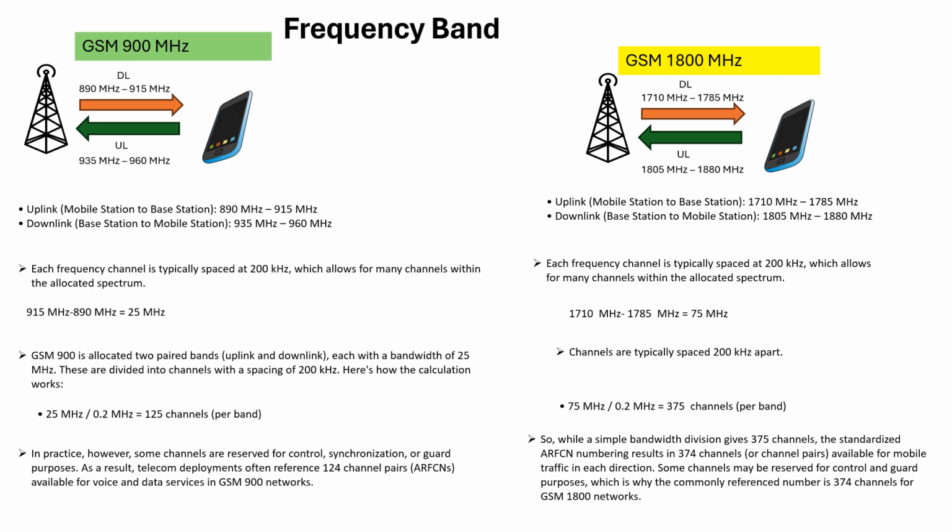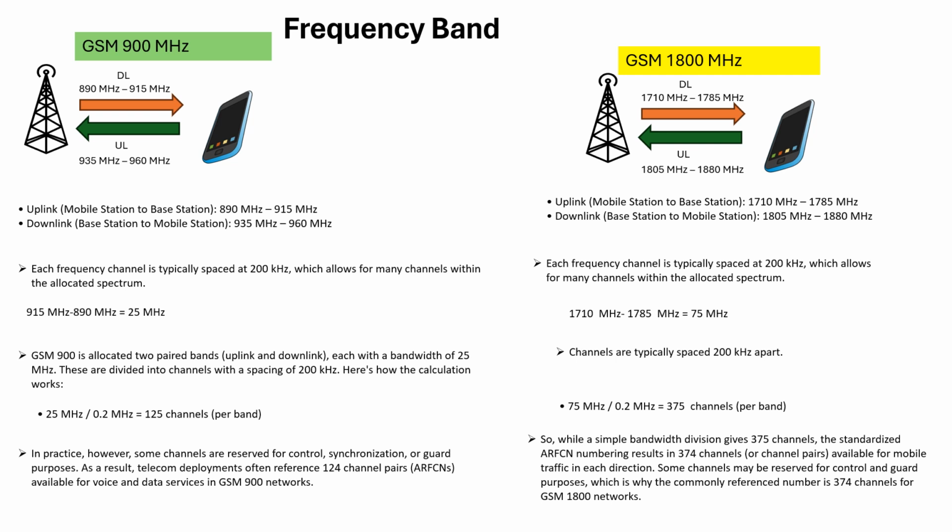Here's a breakdown of the details provided regarding the GSM 900 MHz frequency band. Frequency bands, uplink. This is the frequency range used for communication from the mobile device, mobile station, to the base station. For GSM 900, this range is 890 MHz to 915 MHz. Downlink. This is the frequency range used for communication from the base station to the mobile device. For GSM 900, this range is 935 MHz to 960 MHz.